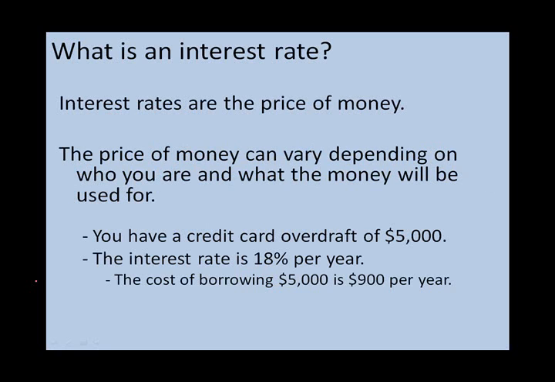And the price of money can vary depending on who you are and what the money is going to be used for. For example, you have a credit card overdraft of $5,000 and the interest rate is 18% per year. The cost of borrowing $5,000 is $900 per year. That's the cost of the money. So the cost of the $5,000 for 1 year is $900 for you.